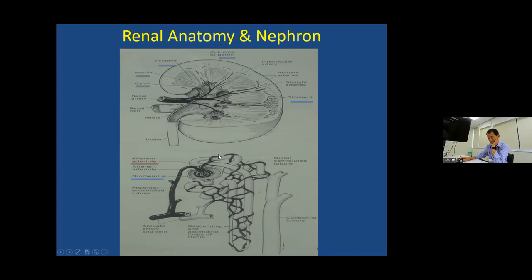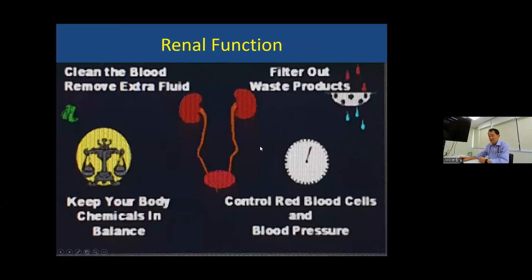and the afferent and efferent arterioles. If there is any blockage or narrowing of this vascular system, you end up seeing high blood pressure, renal vascular hypertension. Not necessarily blocking the main renal artery, but any branch will affect the angiotensin-renin system, and that will cause hypertension. In the kidney, as you know, the main function is filtering out waste products, cleaning the blood, and removing extra fluid. Another important thing is to keep our body chemicals in balance. That's why the kidney is so important.